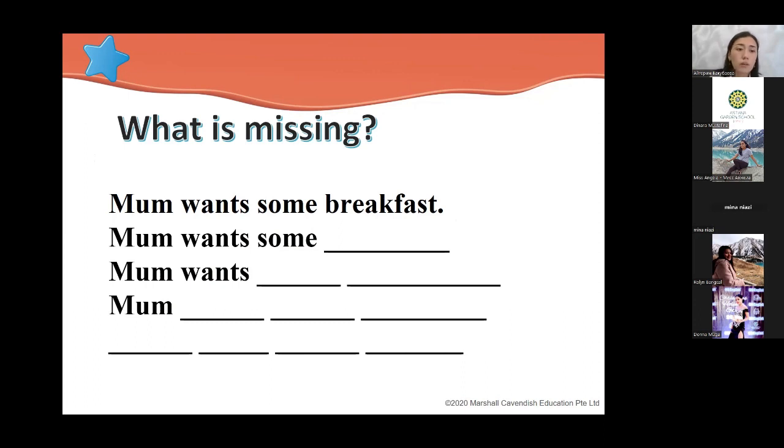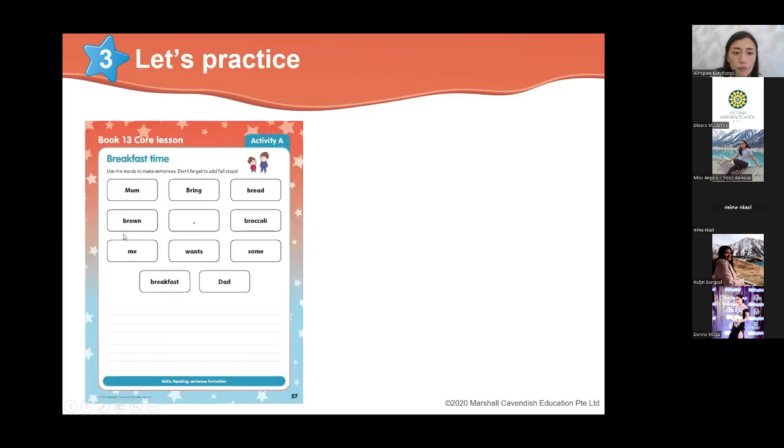It means that now they are able to make a sentence with the verb wants, or with the brr sound. Why do I usually give such kinds of tasks? Because in their activity books, we can see this task. There are a lot of words, and they have to make some sentences. As you see here, the words that I used before: mom, wants, breakfast, broccoli, bread. I think they can easily make up sentences like mom wants some breakfast, or mom wants brown bread, or dad wants broccoli. And this was easy for my students.